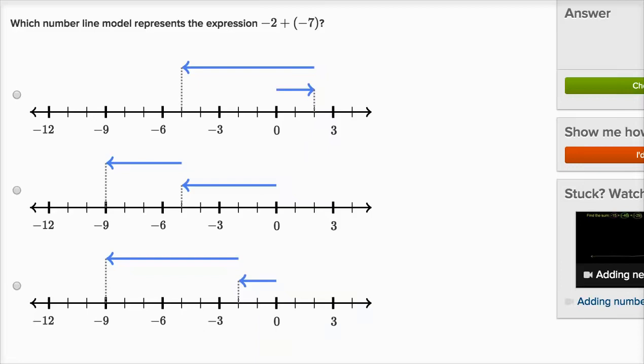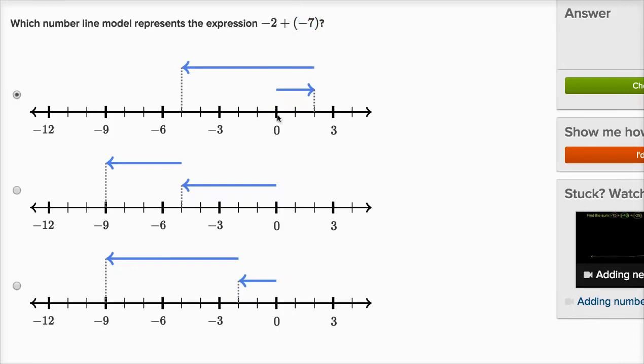So this question asks us, which number line model represents the expression -2 plus -7? And a number line model seems like this really fancy thing, but they're just saying, well, which of these diagrams, which of these drawings are a way to think about what -2 plus -7 is? So let's think about it. I want to start at -2, and then to that I want to add -7. So let's see what's going on here.